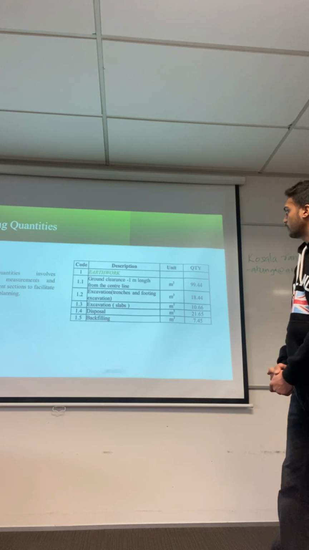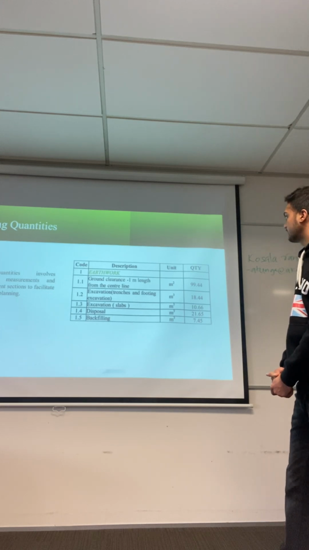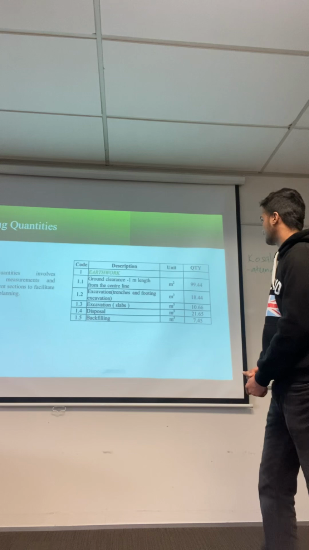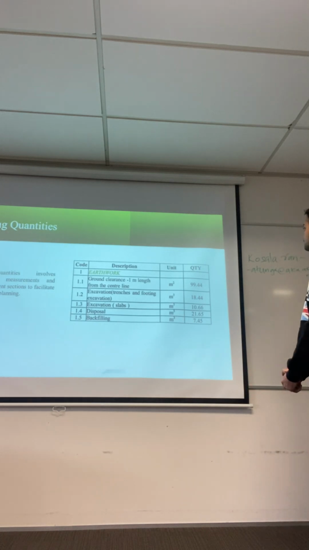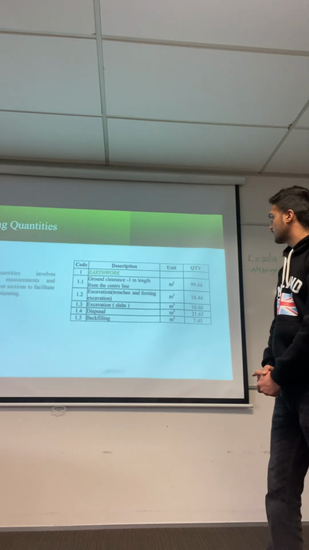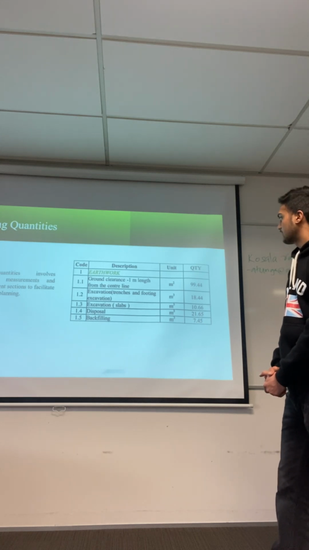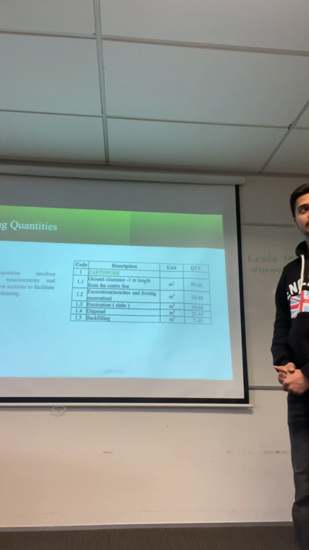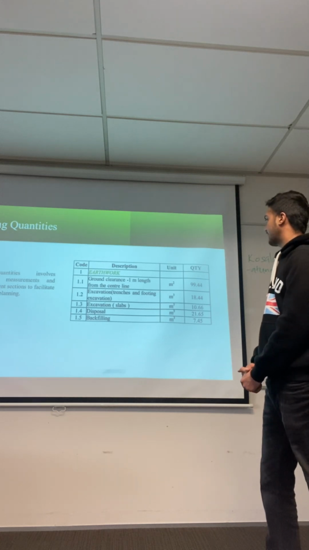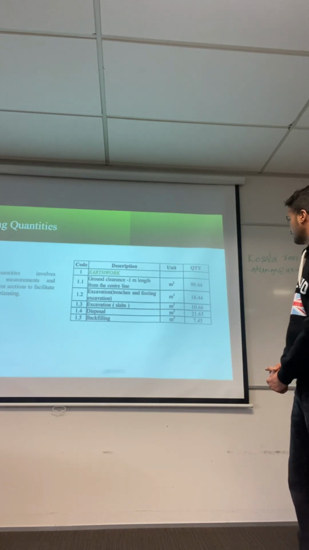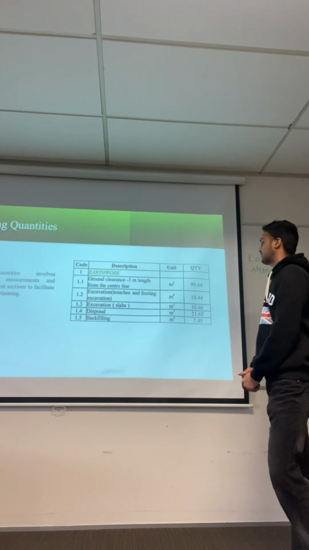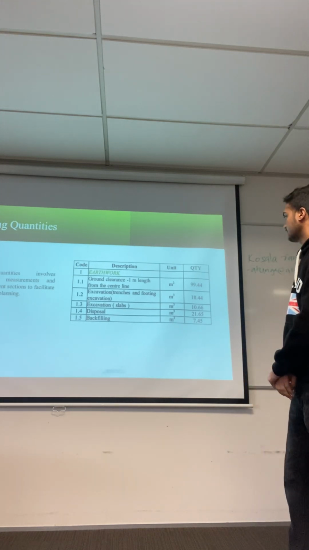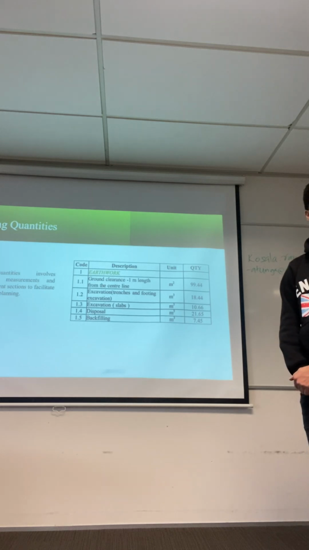Earthwork. 1.1 ground clearance 1 meter, length from the center line, M square 9 and quantity 19.44. 1.2 excavation trench and footing excavation M square 18.44. Third, excavation slabs M square 10.66. Fourth is disposal M square 21.65. And fifth is backfilling M square 7.45.